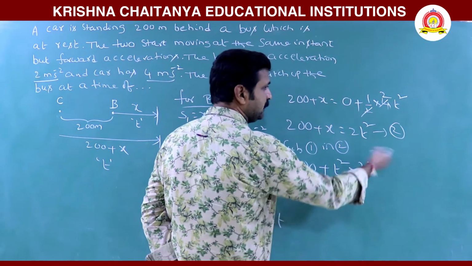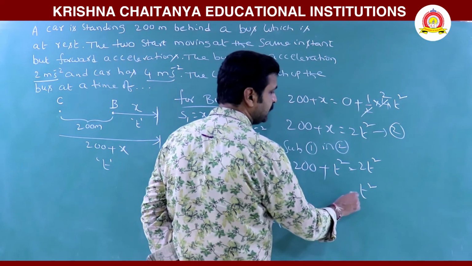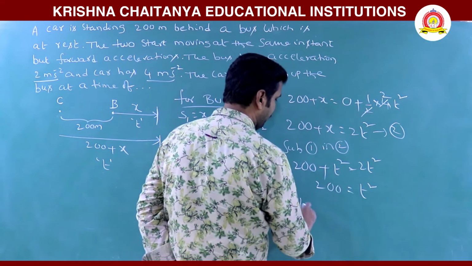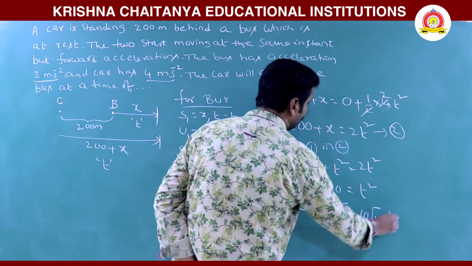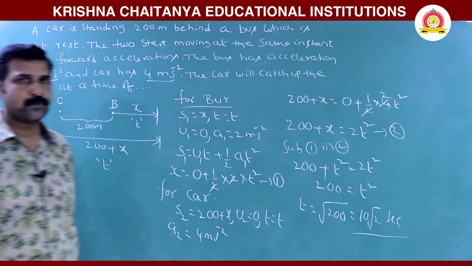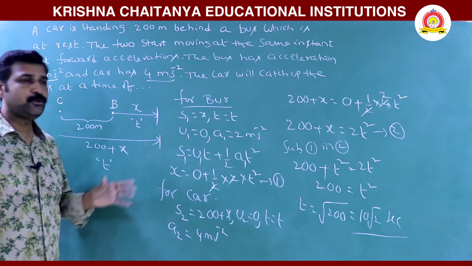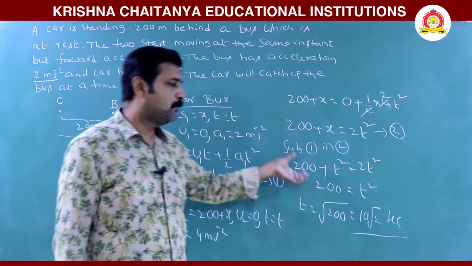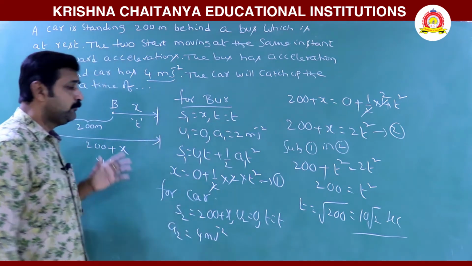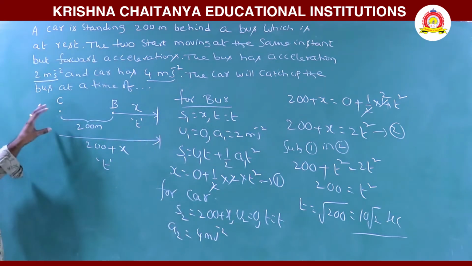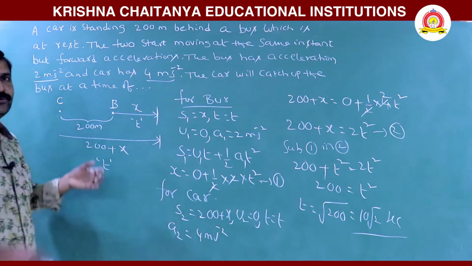So now t squared, bringing to that side, 2t squared minus t squared, which is t squared is 200. t is root 200, that is 10 root 2 seconds. So this is one method. Here we use equations of motion for the first body and second body. Now if we go with the relative motion concept, it is easy for us to solve this one with only 2 steps.